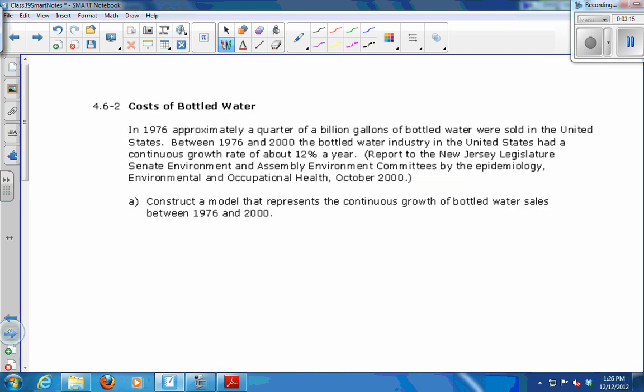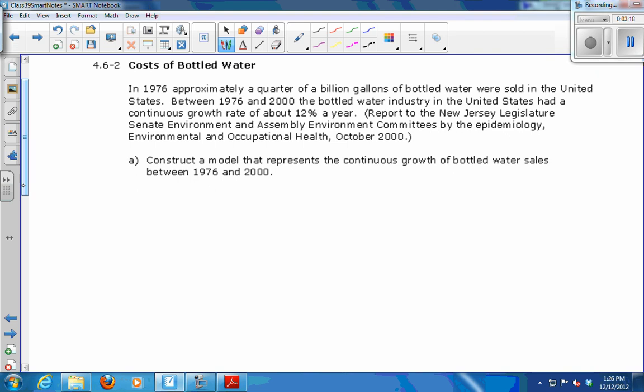All right, let's do an example. Cost of bottled water. In 1976, about 250 million gallons of bottled water were sold in the United States. Between 1976 and 2000, the bottled water industry had a continuous growth rate of about 12% a year. This is from a report to the New Jersey Legislature, Senate Environment, and Assembly Environment Committees. In that report, they used the magic word, continuous growth. So I'm going to use a e to the rt.